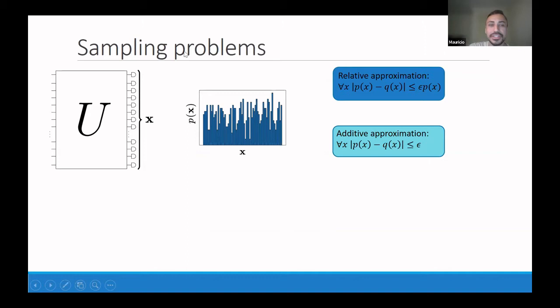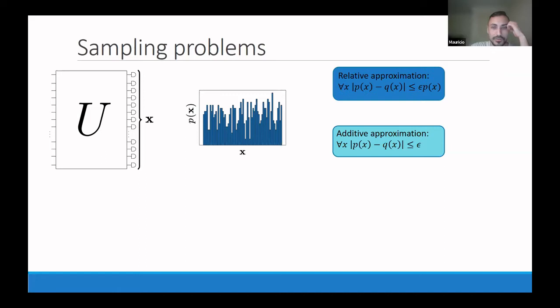Here I'm going to call P of x the probability distribution of the samples you get from your quantum computer. And I'm going to call a relative approximation what is shown right here. So Q relatively approximates P by a factor epsilon if they are near each other by a fraction of P. And I'm going to just call it additive approximation in the common sense that's probably reasonable to you. But these are two related notions of approximation that will be relevant.